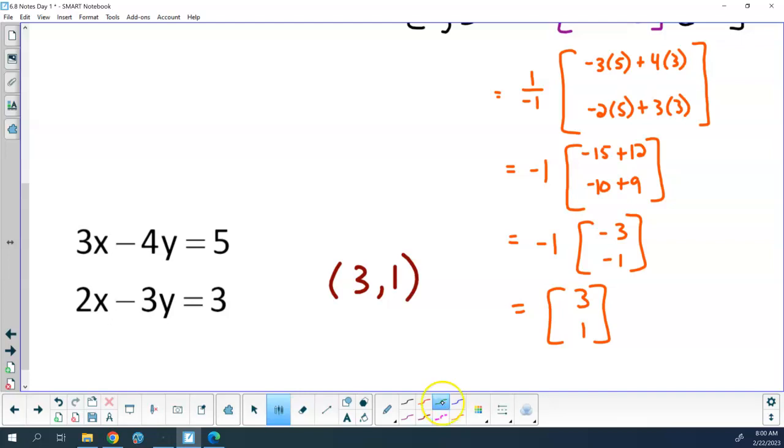3 times 3 is 9. 4 times 1 is 4. 9 minus 4 is 5. Checks out. 2 times 3 is 6. 3 times 1 is 3. 6 minus 3 is 3. Checks out. Boom. Done.